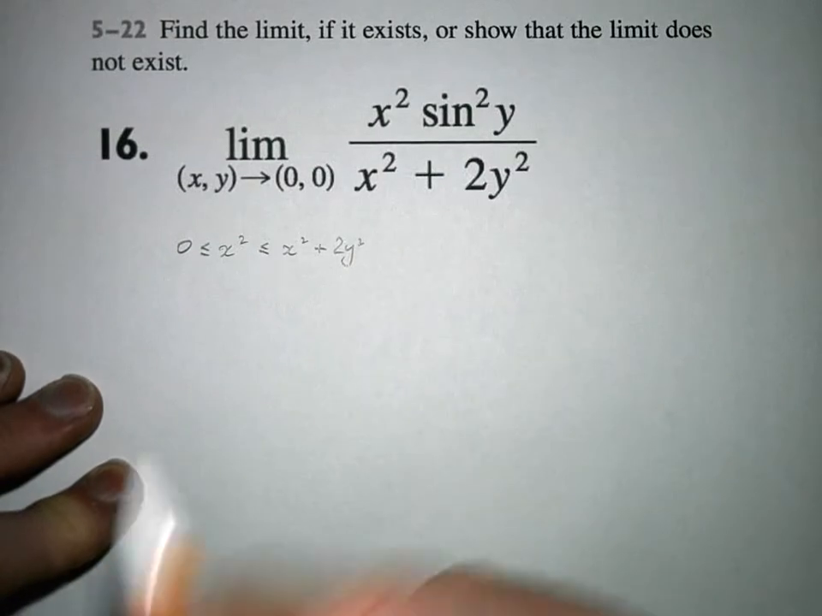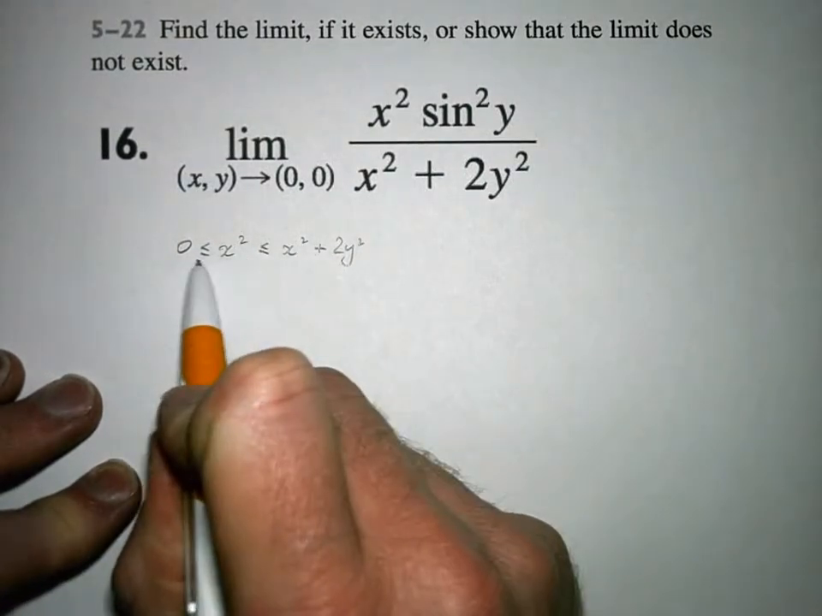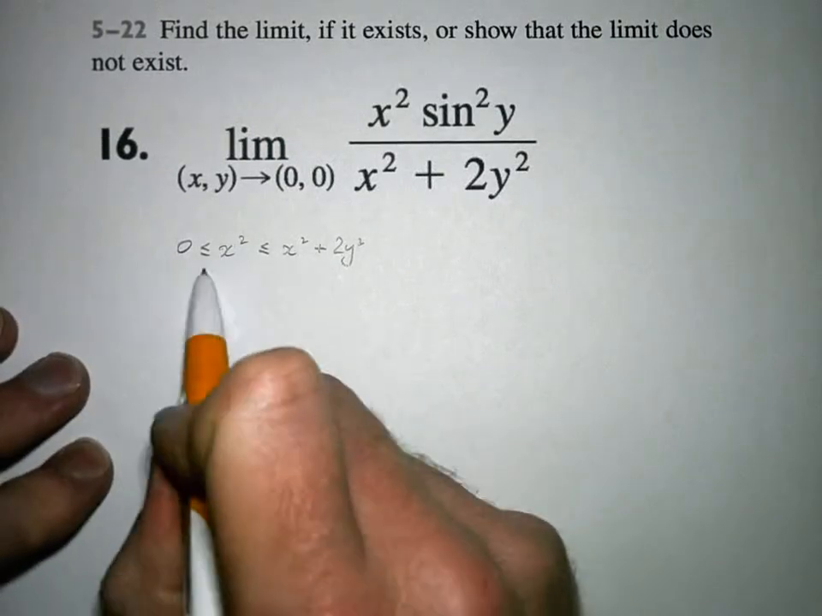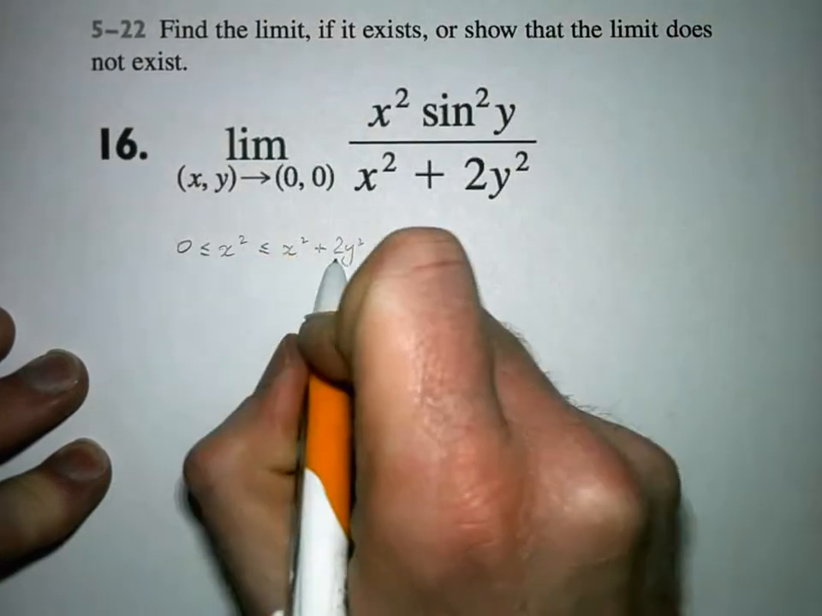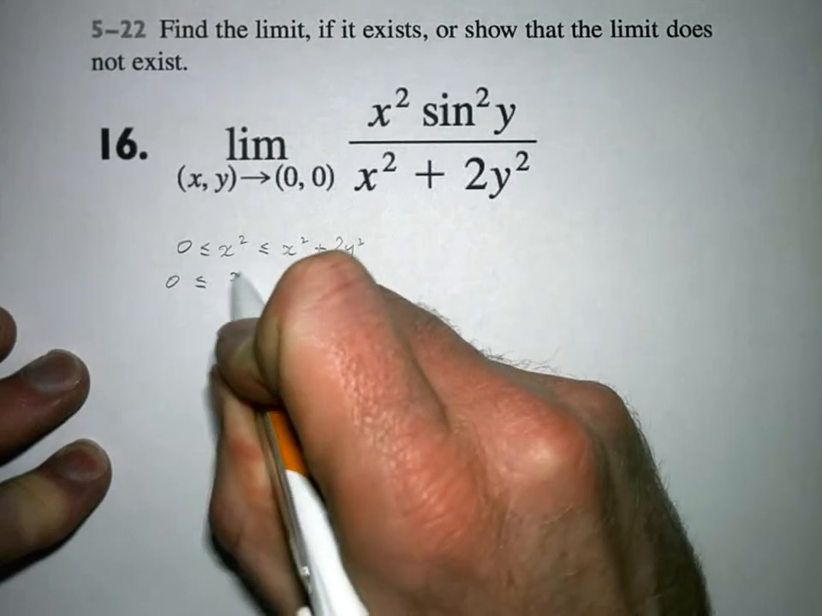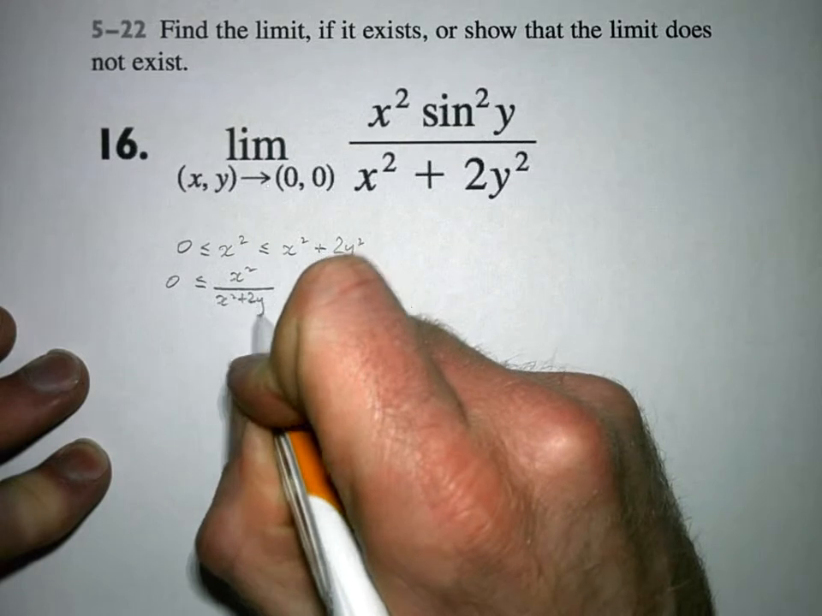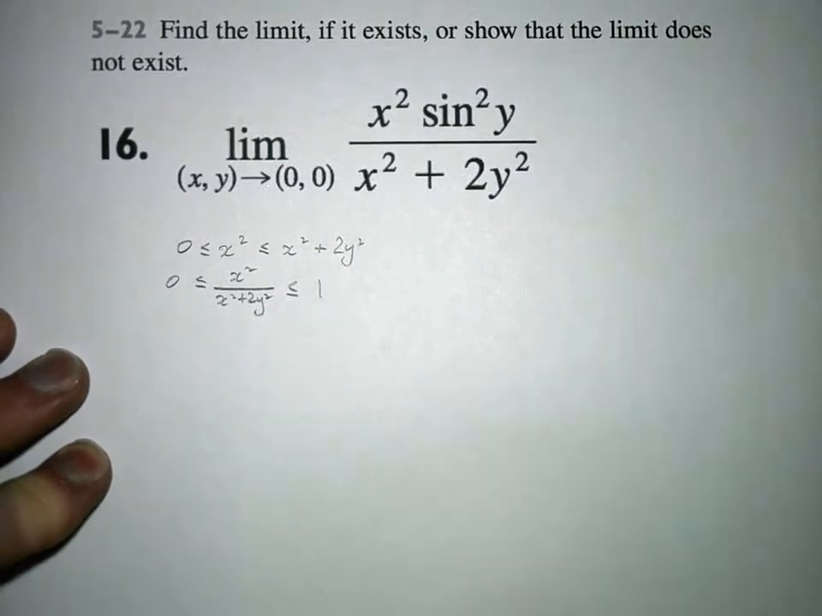We're going to now divide through by x squared plus 2y squared. Always when you're dividing an inequality, make sure that if you divide by a negative number, you switch over the inequality signs. Of course, in this case, we're dividing by a positive, so we don't have to worry about that. 0 divided by that is still 0. So 0 is less than or equal to x squared over x squared plus 2y squared, which is less than or equal to, well, this thing divided by itself, which is just 1.